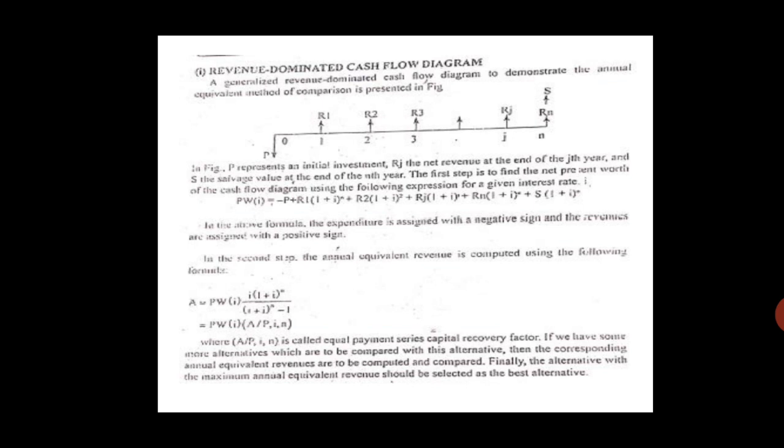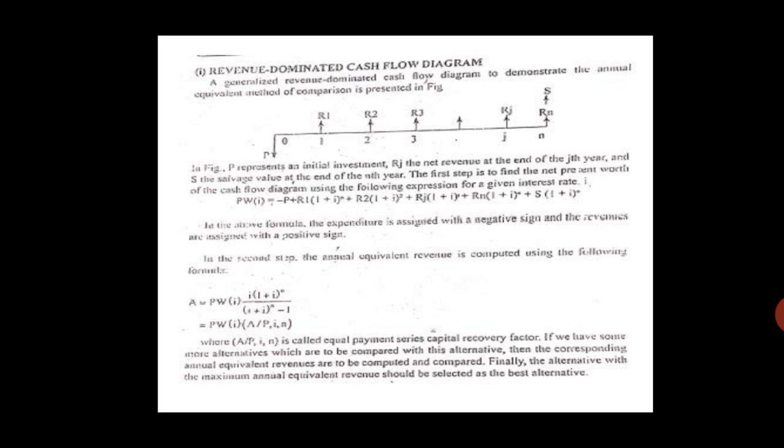The first step is to find the net present worth of the cash flow diagram using the following expression for any given interest rate i. So again, the interest rate is very important. For the given interest rate i, the present worth PW(i) is equal to minus P, because the initial principal I am investing now, so that is an outflow, that is minus, plus R1/(1+i) plus R2/(1+i)^2 plus ... plus Rj/(1+i)^j plus ... plus Rn/(1+i)^n plus S/(1+i)^n. Here R is the net revenue for that particular year.